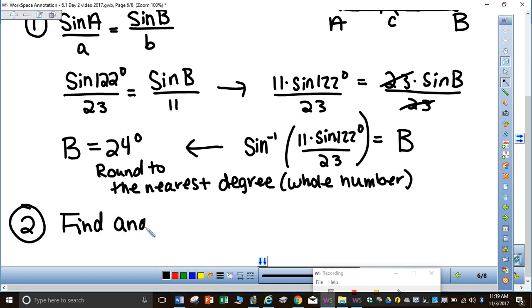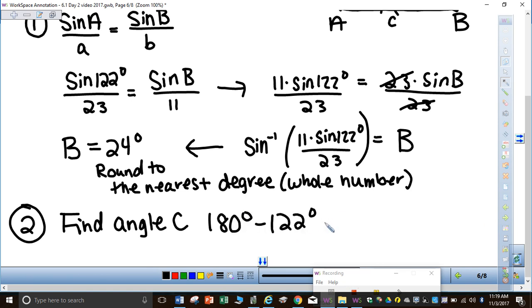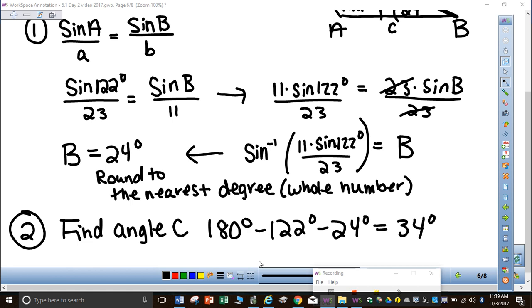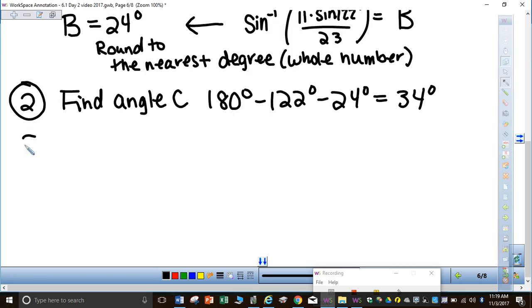And in this case, that's going to be angle C. We'll do that simply by subtracting the 2 angles that we know from 180. So we end up getting that angle C is 34 degrees. So let's go ahead and label that up here as 34. Now we have all that we need to find our last missing side, which is going to be side C.